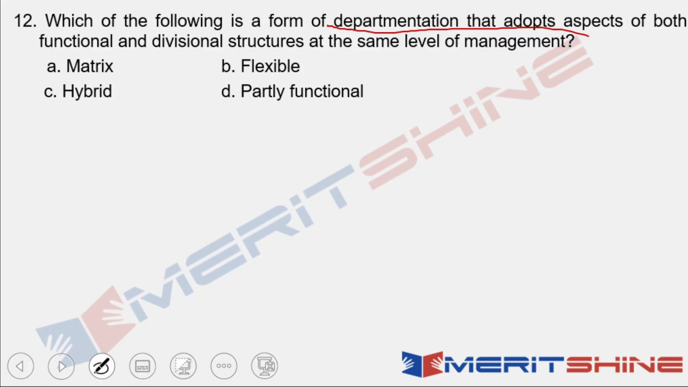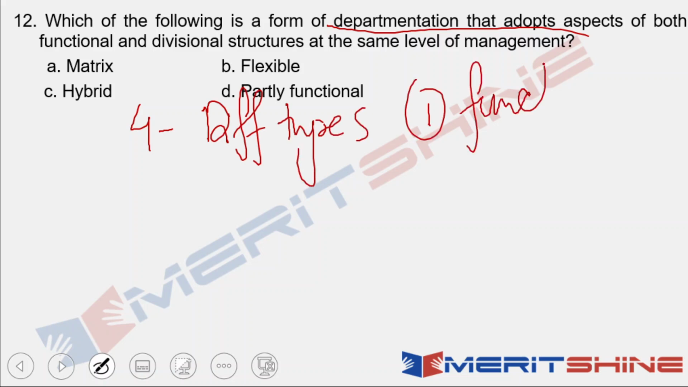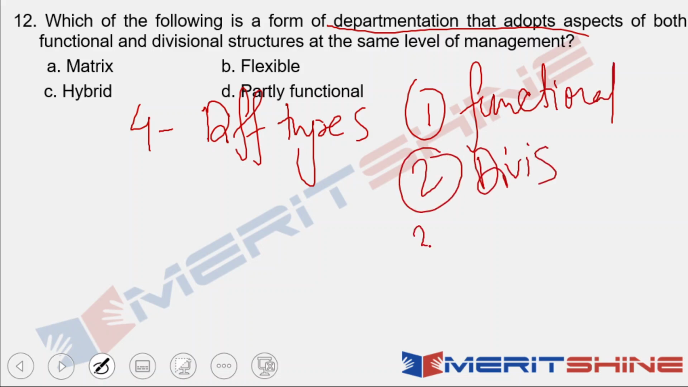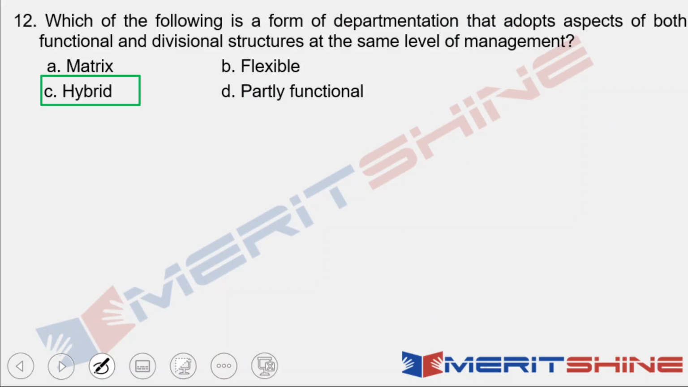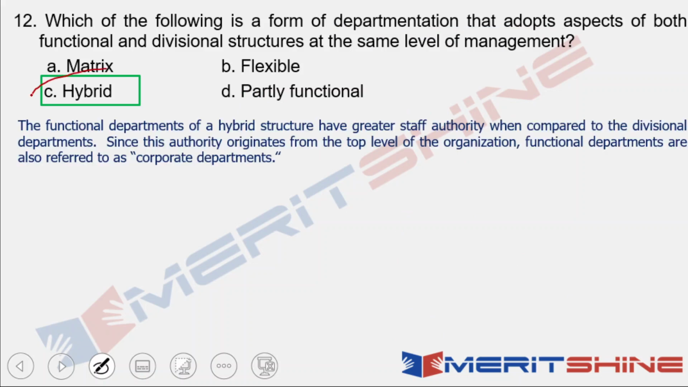There are four different types of structure. What are they? Functional, then divisional, then hybrid, and then there is matrix, right? So these are the 4. Here the answer is hybrid. The answer here is hybrid. But why it is so and how it is so, I'll explain that to you. So I gave you the 4. Now what is functional? Let's learn functional first.